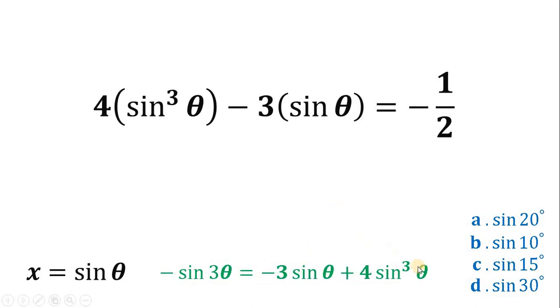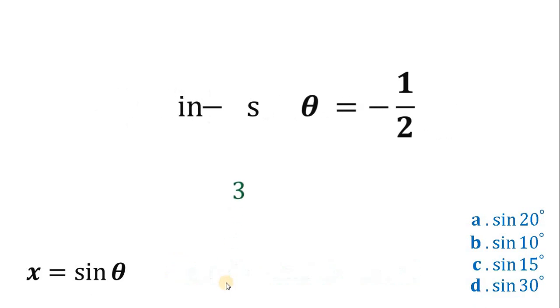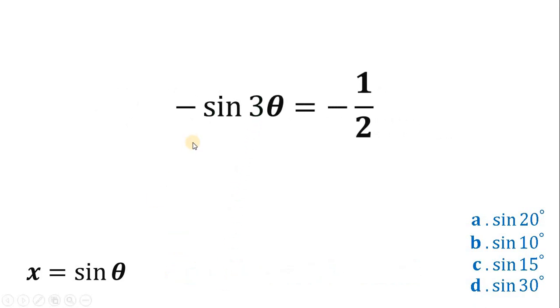And then if we rearrange some terms a little bit on the right-hand side, this will give us 4 times sine cube of theta minus 3 times sine theta. This is exactly the expression on the left-hand side of our equation. Therefore, the left-hand side of our equation is simply equivalent to negative sine of 3 theta. And now, let's multiply both sides by negative 1. This will give us sine 3 theta equals 1/2.